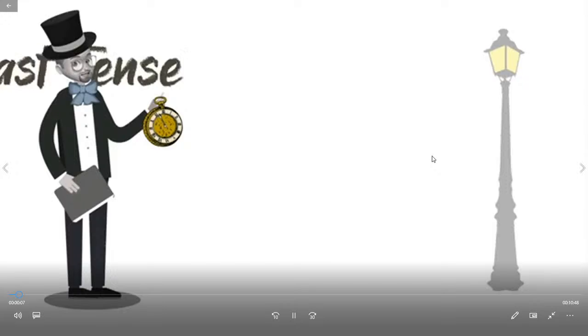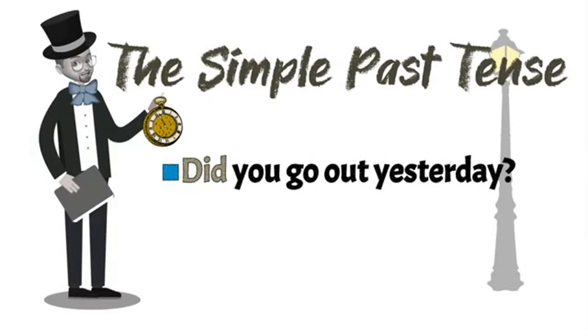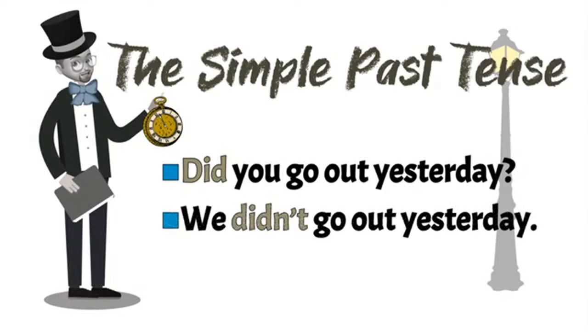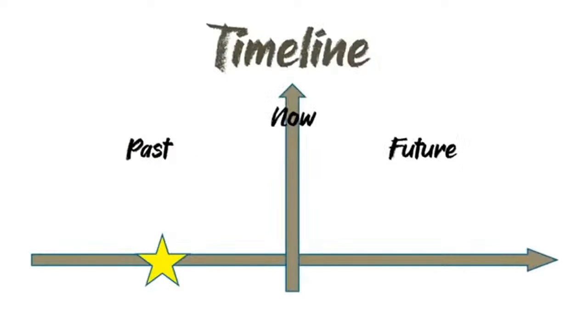Today's lesson is on the simple past tense. Like in: Did you go out yesterday? Or: We didn't go out yesterday. We worked hard yesterday. It's an action that happened in the past and you know when it happened. So it's our yellow star in the timeline. You can see it right there.